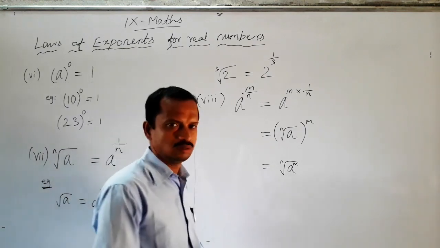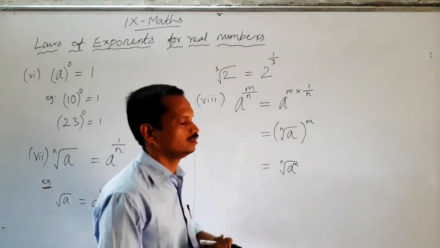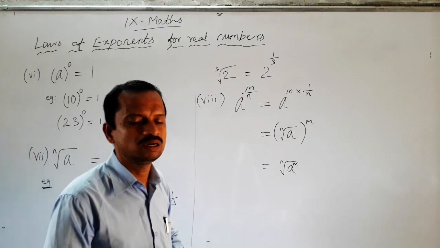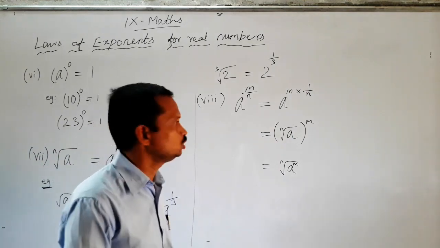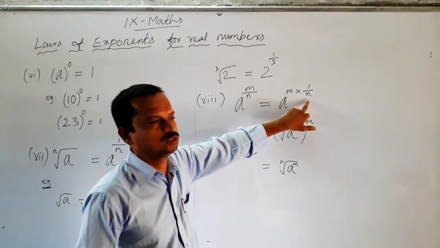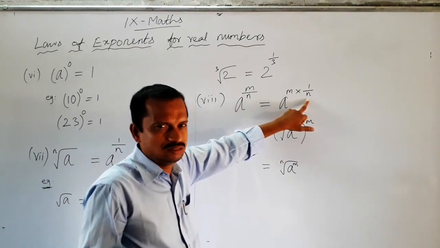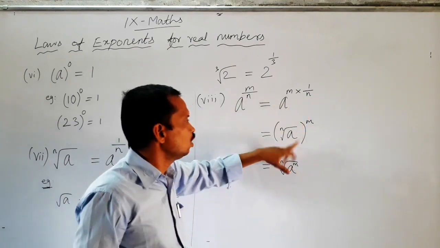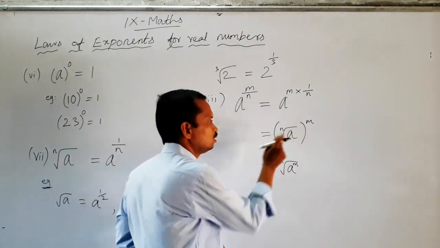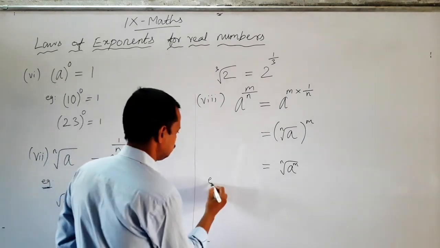So if you face such problems, then you can write the base a to the power m by n. You can split it as m into 1 by n. But you know, m into 1 by n is nothing but m by n. And then, if the exponent is the reciprocal 1 by n, we can write this as nth root of a whole power m, which is nothing but nth root of a power m. This m will be applied to the base a. For this we can see an example.